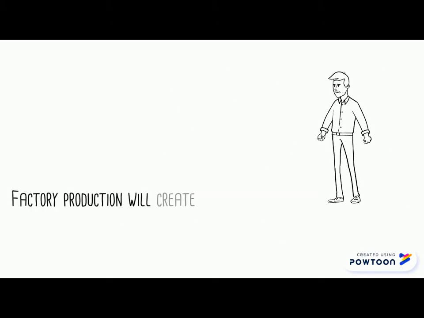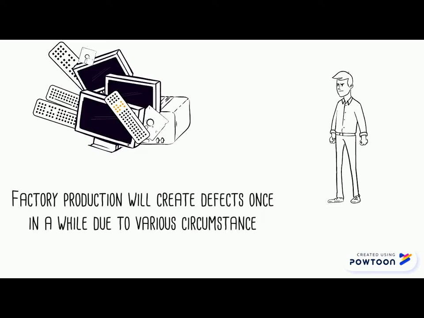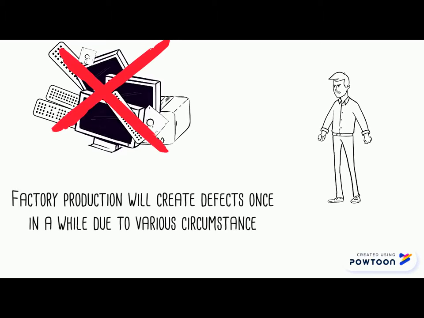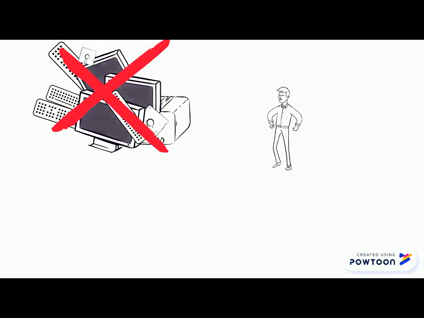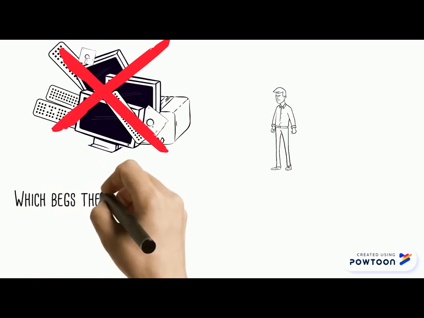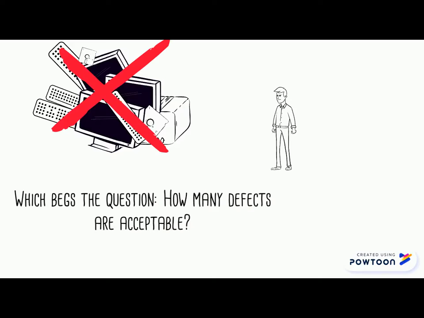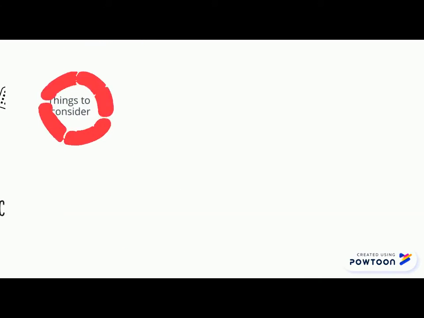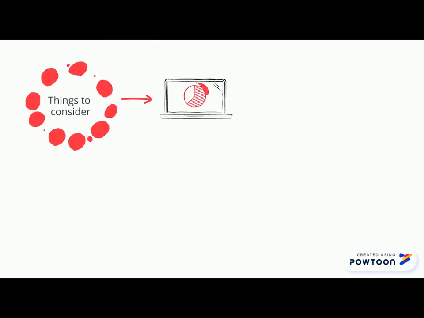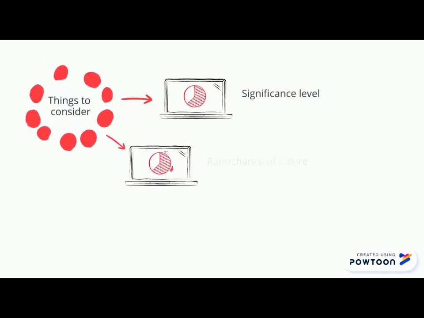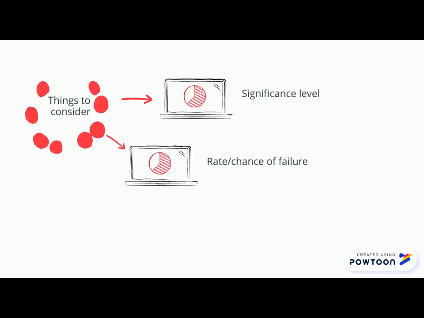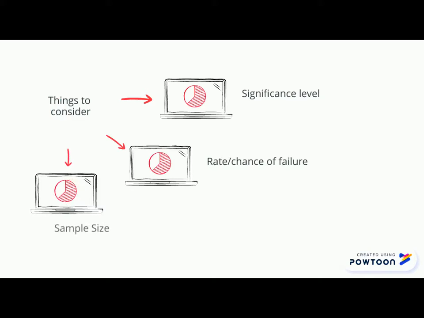As we know, factory production will create defects occasionally due to various circumstances, which then begs the question, how many of these defects are perfectly acceptable for production? There are several things to consider when thinking about this, such as the significance level, the rate of the factory producing defects, and the size of the sample that we are checking.